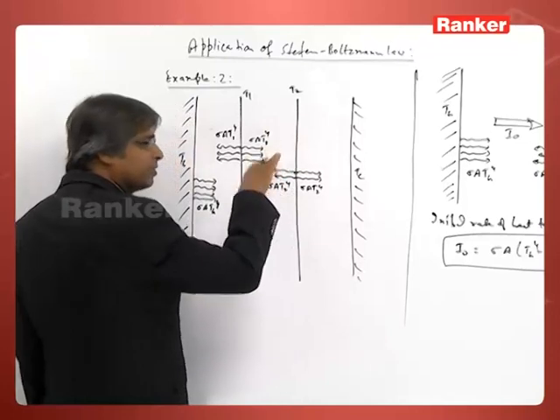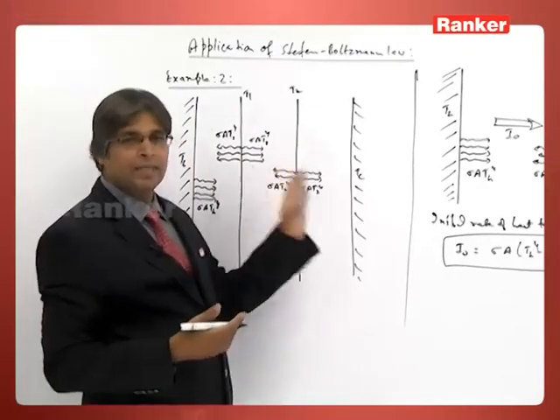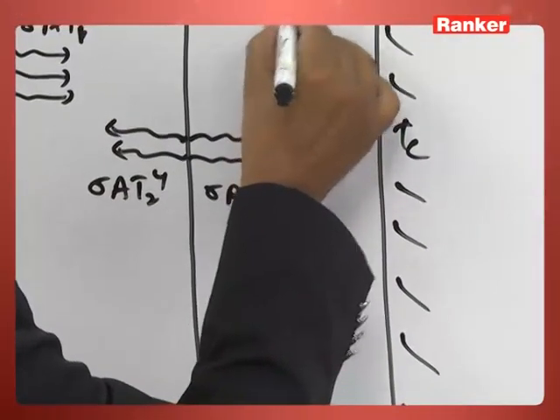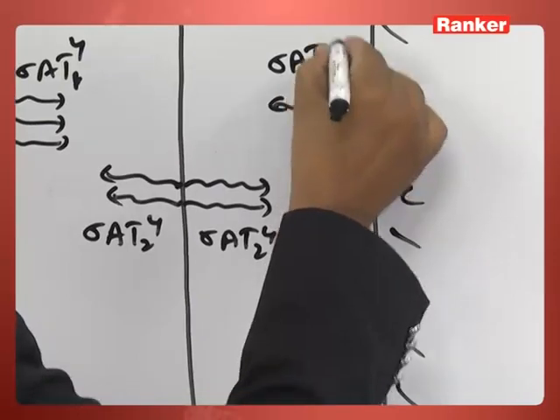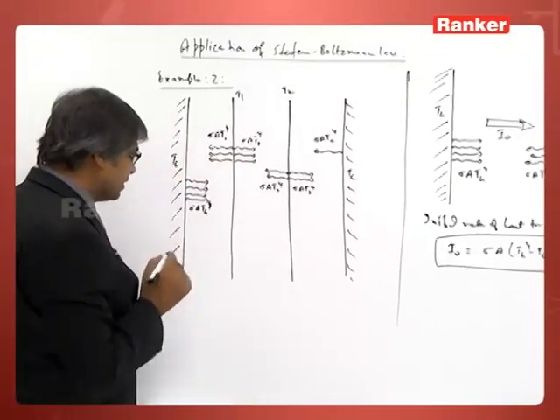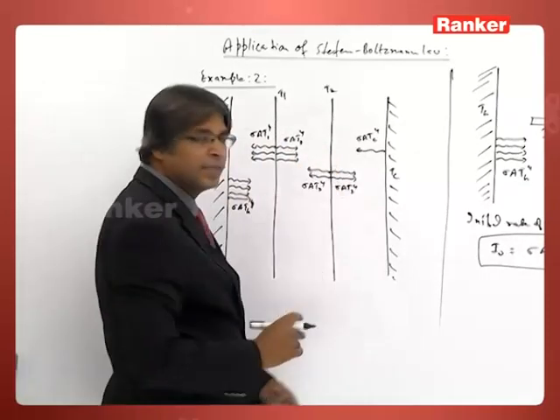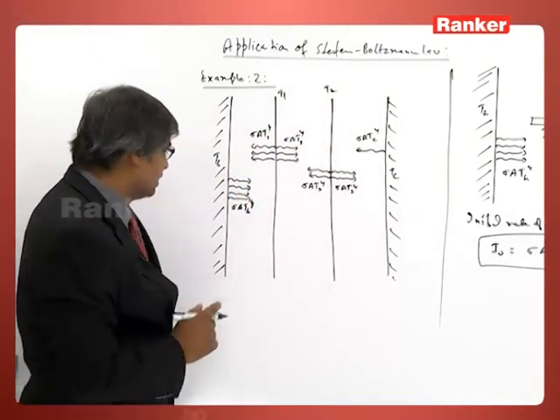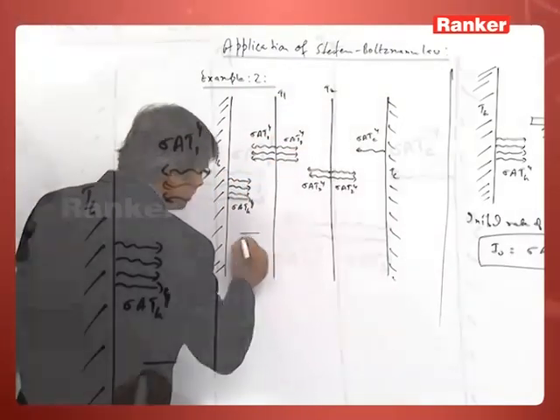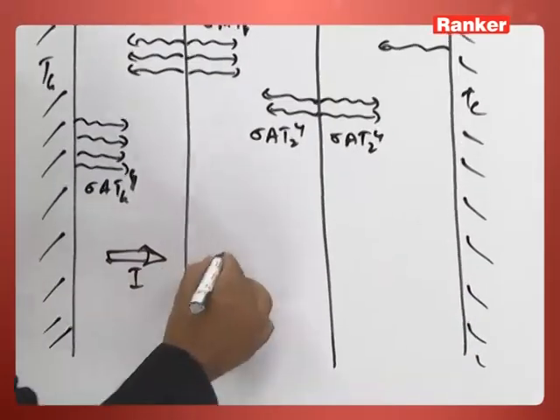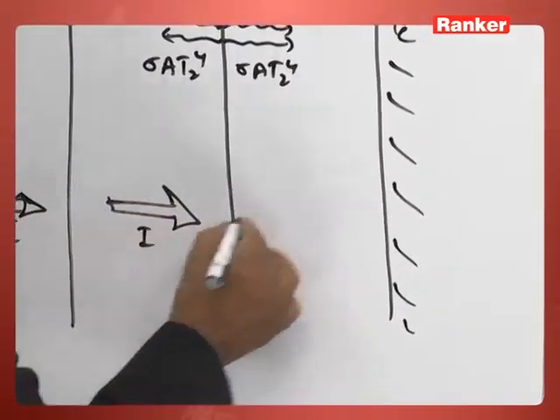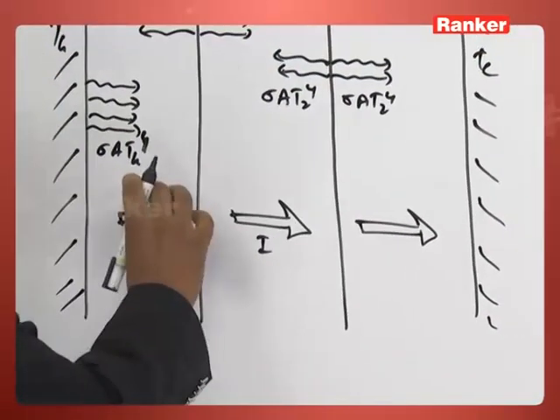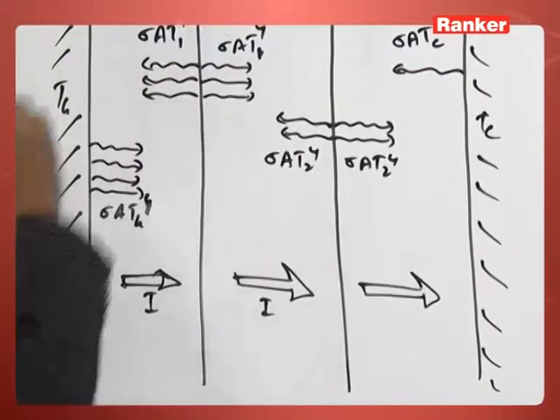Since it has A area this way and this way, radiation is emitted on all sides. This is Tc, it also emits radiation sigma A Tc to the power 4. Now you see, these are the thermal radiations emitted according to their temperature, given by the Stefan-Boltzmann law. Now at steady state the heat current is I. So actually at steady state the net heat current is I. So you see here, this I, something is going this way and something is going this way.